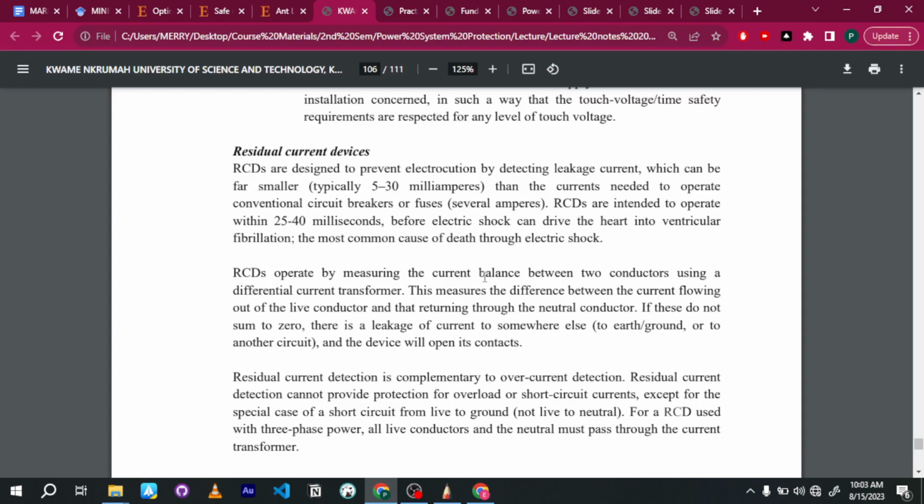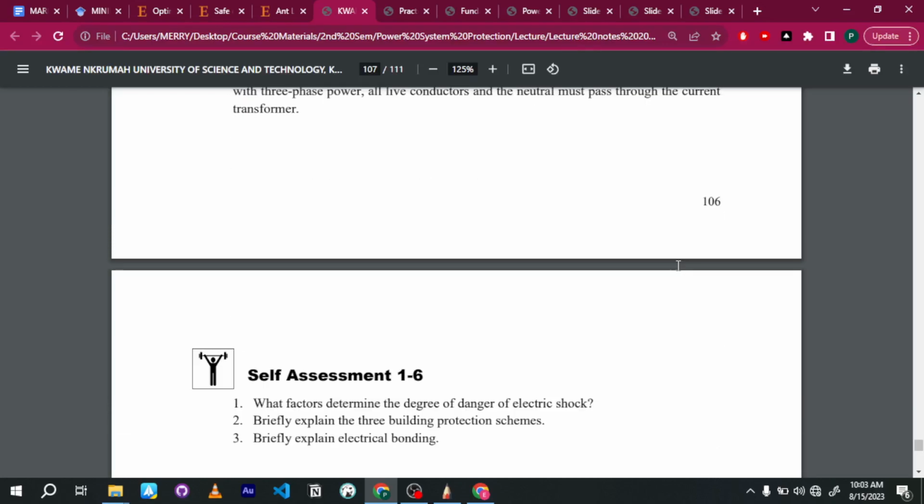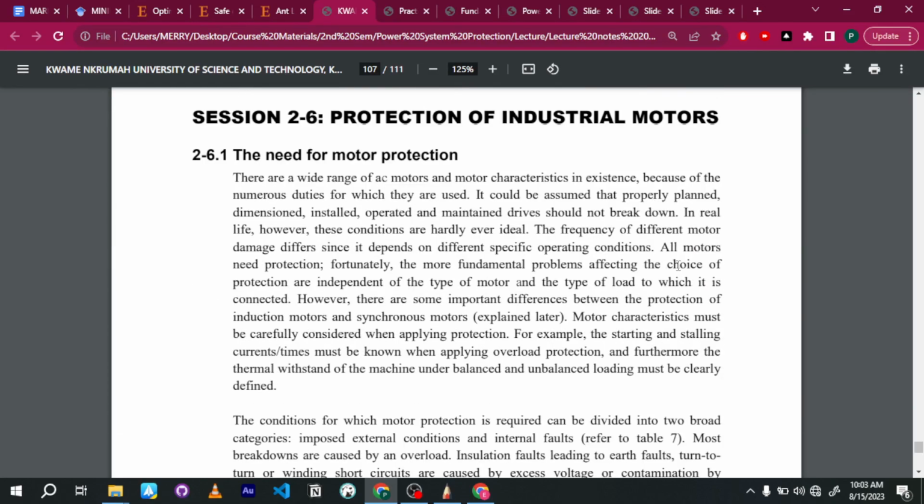Basically it uses a differential relay to check the difference between what is coming and what is returning. You understand? Live current flows through live and comes back through neutral. It measures what is going through live and what is coming back through neutral, and if they're not the same, there's a leakage of current and it will open. Beautiful. So that is how we protect buildings.